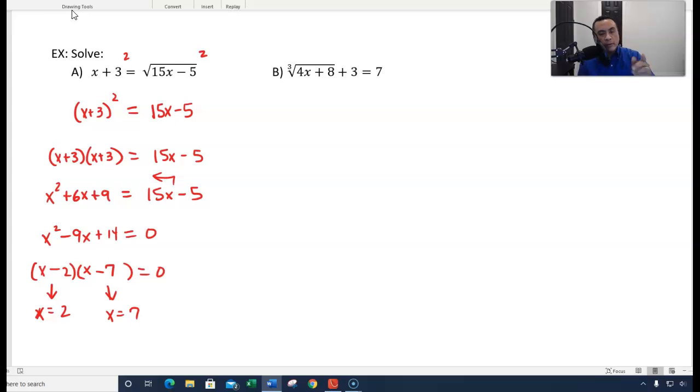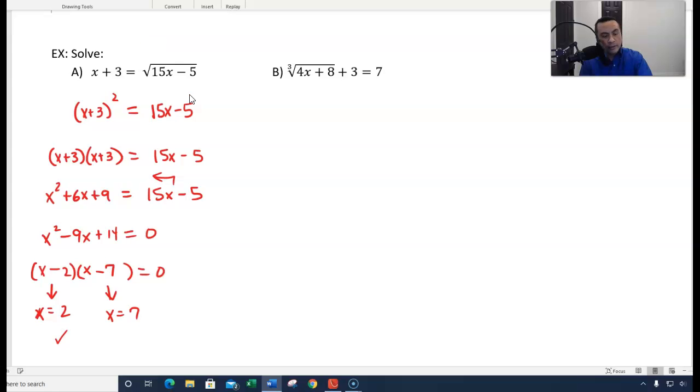Now, typically when we have square roots, we want to make sure that both answers are going to work, that there are no extraneous solutions. So if you substitute a 2 back in here, let me go ahead and do this. If I substitute a 2 back into the x there, I get 2 + 3, which is a 5. And if I put a 2 in here, 15 times 2 is going to be 30. 30 - 5 is 25, and the square root of 25 is 5. So when I test out the 2, it does work.